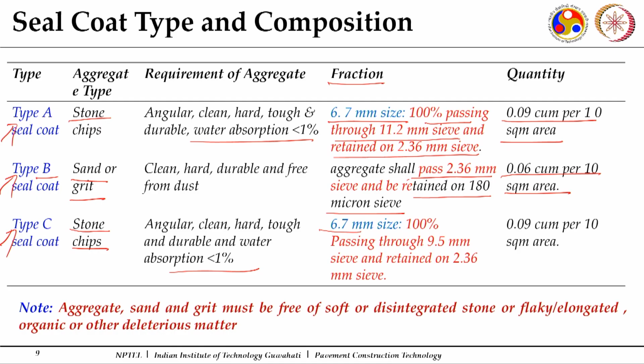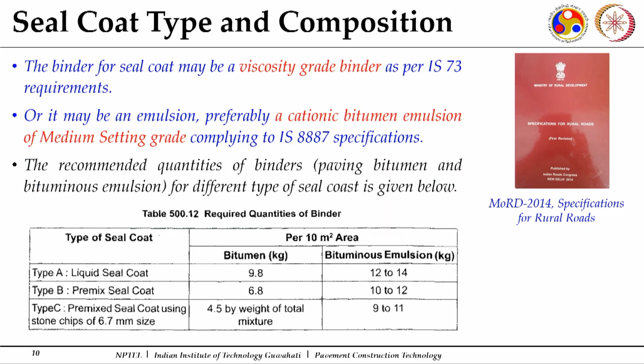In type A, it is not premixed; it is laid after the bituminous binder is laid. So here it is a 6.7 mm size, 100% passing 9.5 mm and retained on 2.36 mm, which is a bit smaller compared to type A. And again it says it should be of a volume of around 0.09 cubic meter per 10 square meter of area. We want these stone chips to be free from dust, disintegrated stones, flaky and elongated particles, or organic and deleterious material. The general requirements are there for these seal coat materials also.